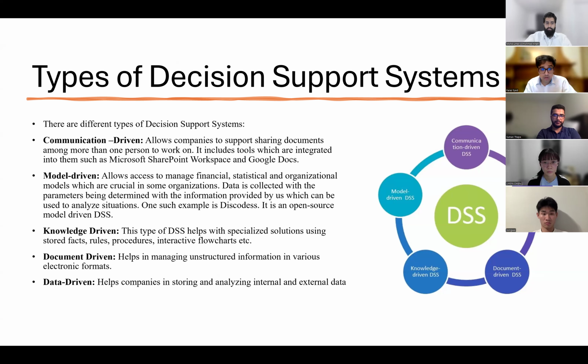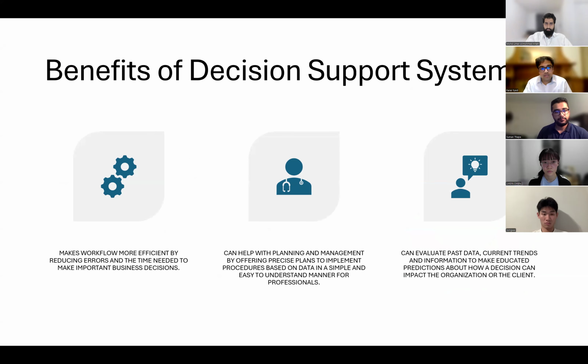And then there's also a document-driven decision support system. It helps in managing unstructured information in electronic formats. It helps you process that unstructured information and makes it easy to understand. And then there's data-driven decision support system that helps companies in storing and analyzing data. Like, for example, you have Microsoft Access that helps you store all this information and helps you process it. That's a data-driven decision support system that stores all the data, and you will have to have a knowledge of using that specific software.